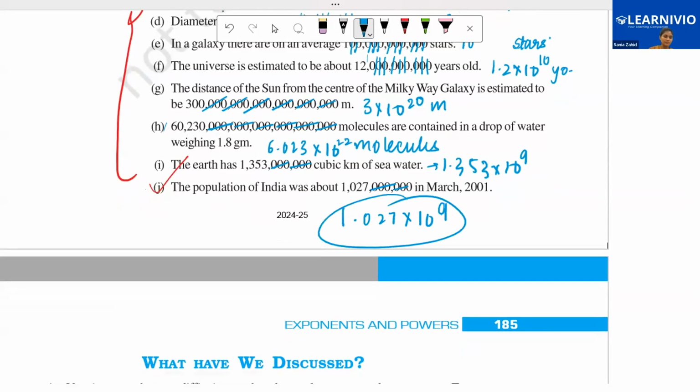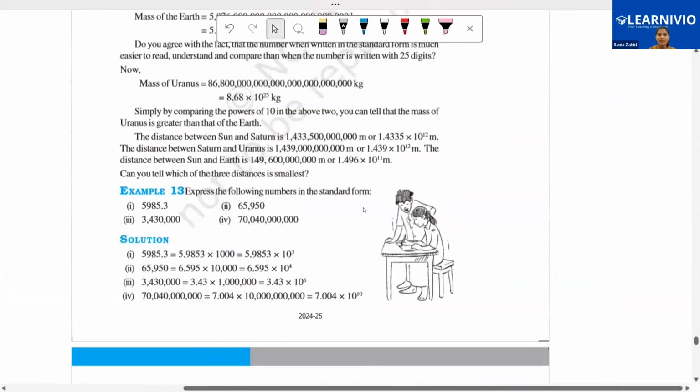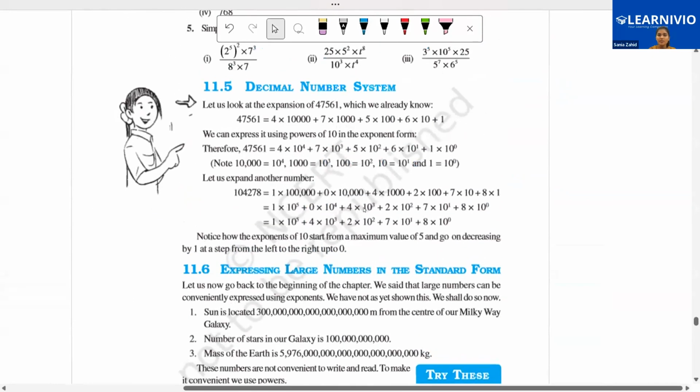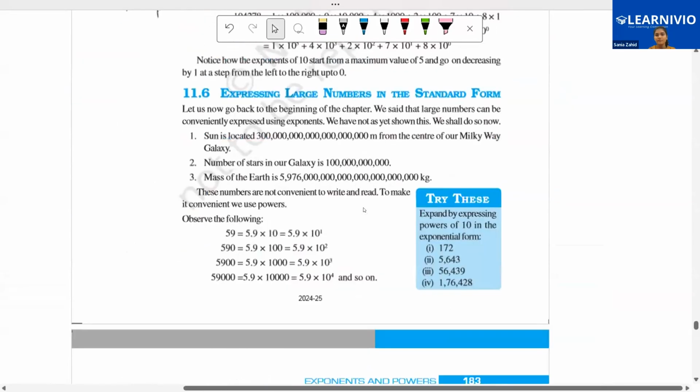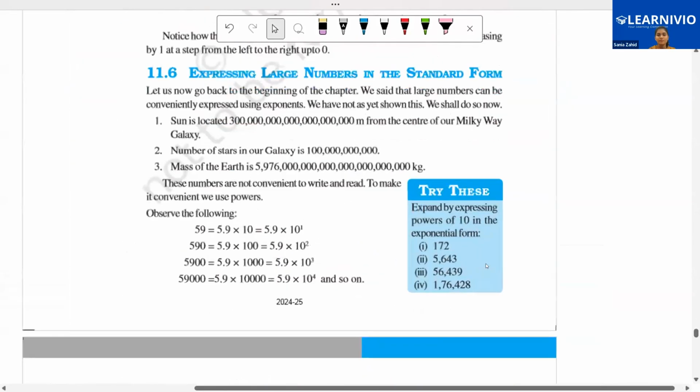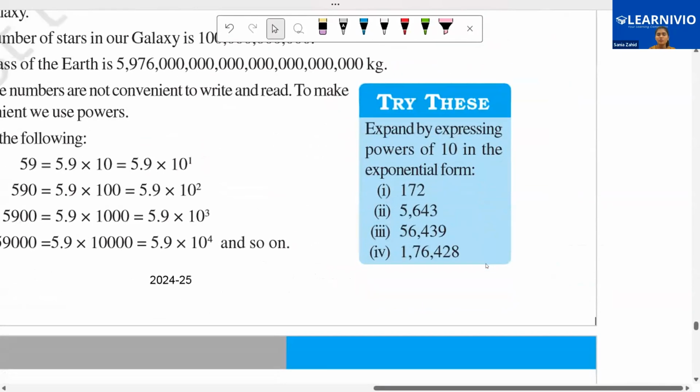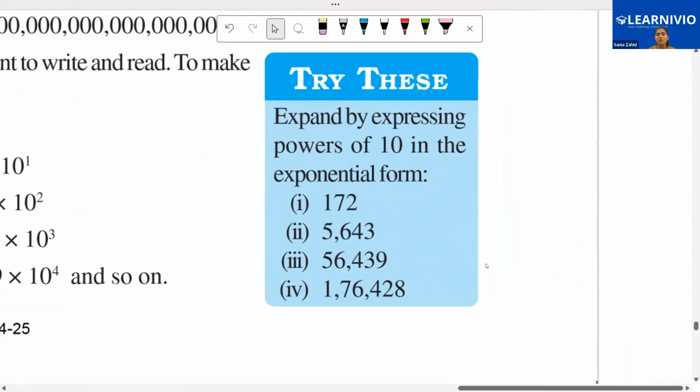Yes, ma'am. Okay, so we are done with this chapter. If you have any doubts from this chapter, then please ask me. We have a little bit of time, so please do these questions by then. You have to expand the following and express them as a power of 10. Okay, do these.